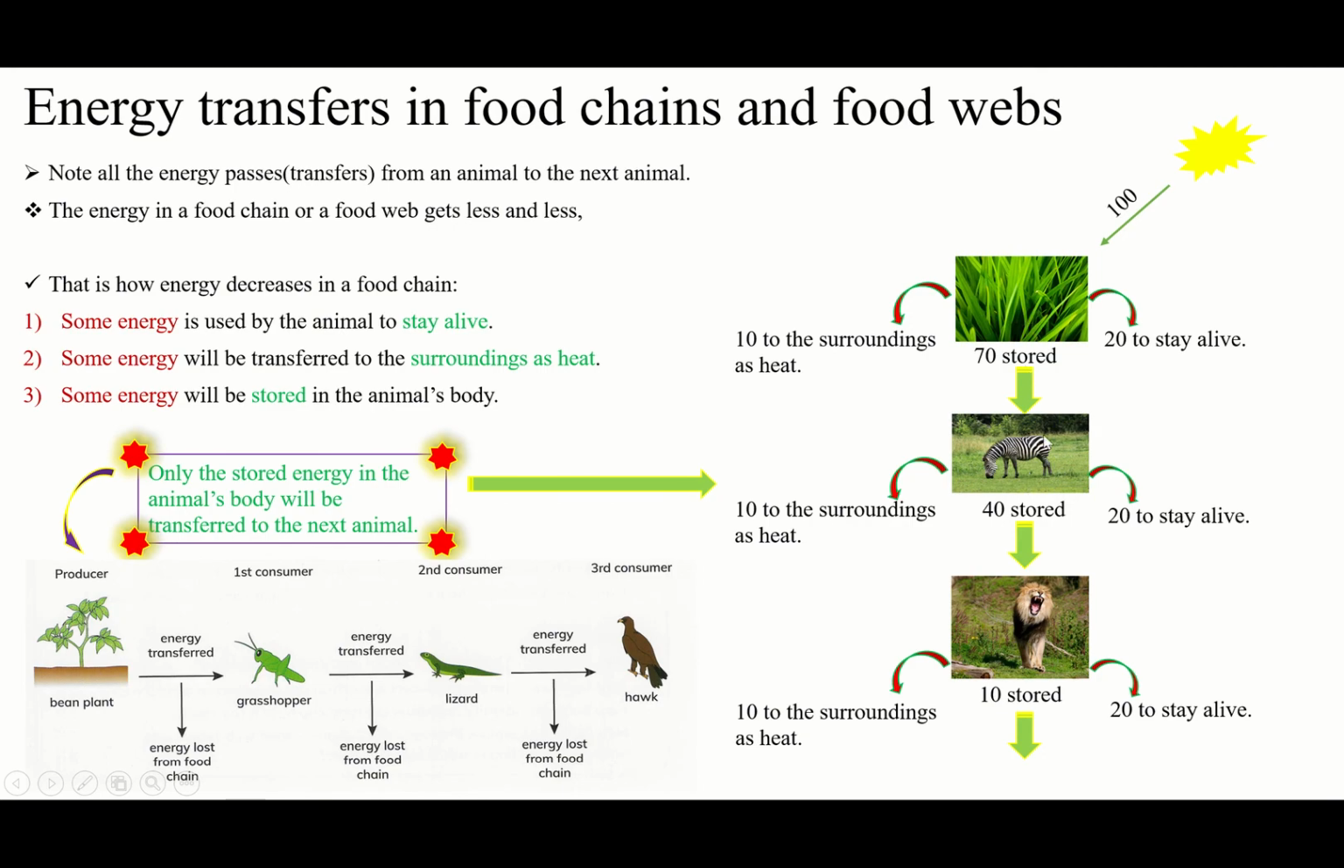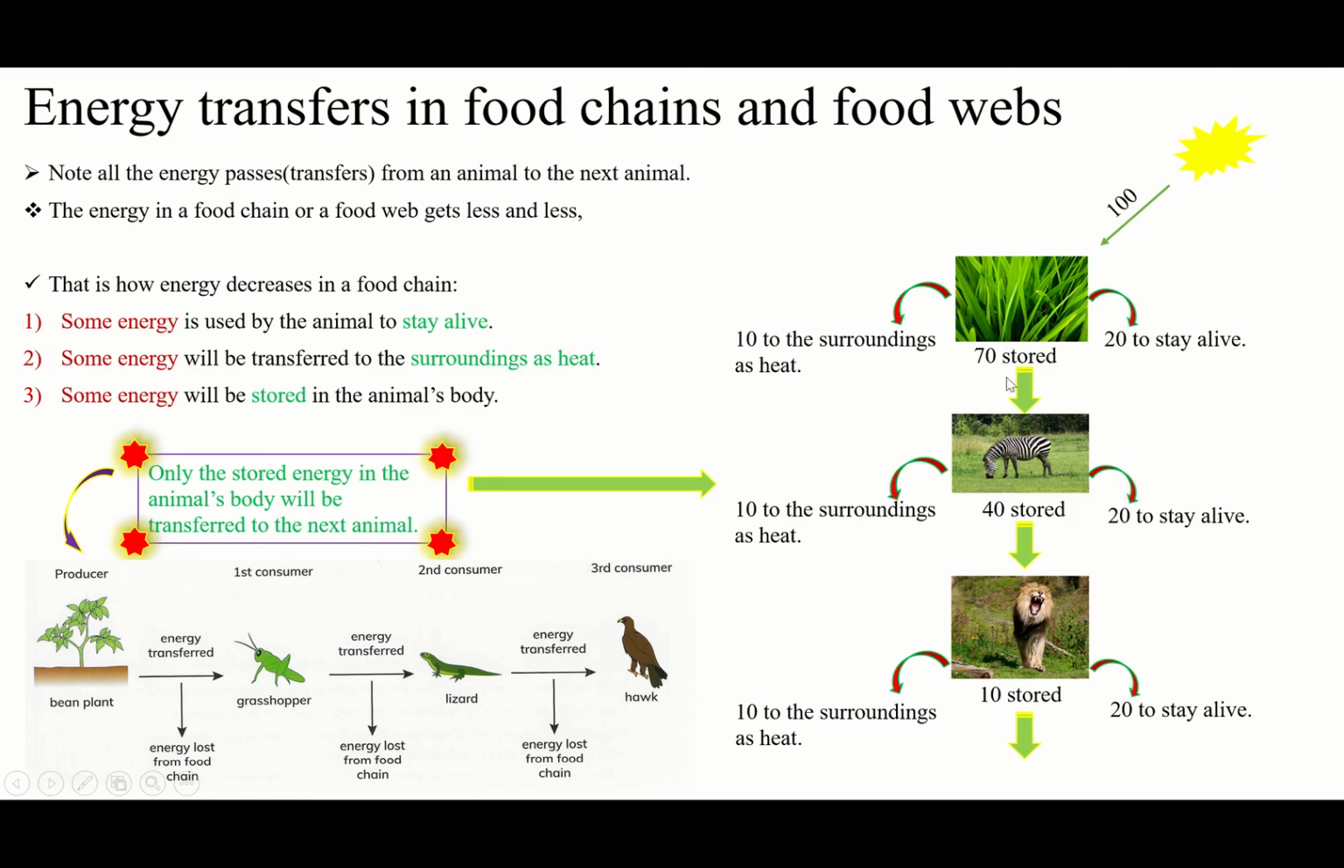An animal will be eating the stored part. Then another one will eat the stored part. Some stay alive, some surrounding. Some will be stored. Only the stored part will transfer to the next. That's why 100 becomes 70, 70 becomes 40, 40 becomes 10, 10 becomes, let's say, 6. Continuously they will change during each step.